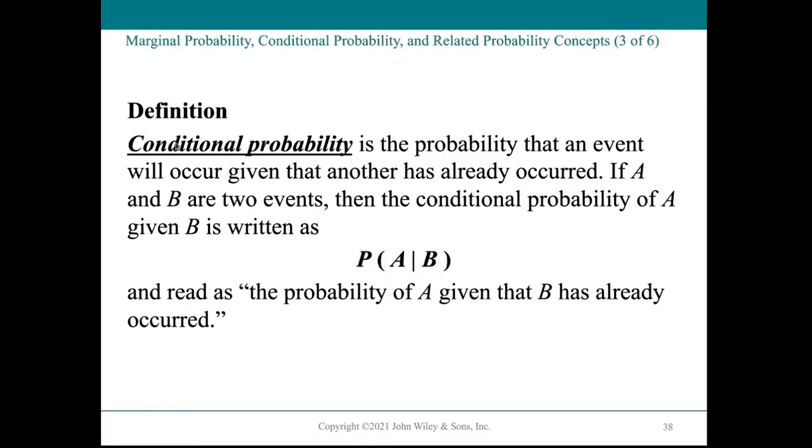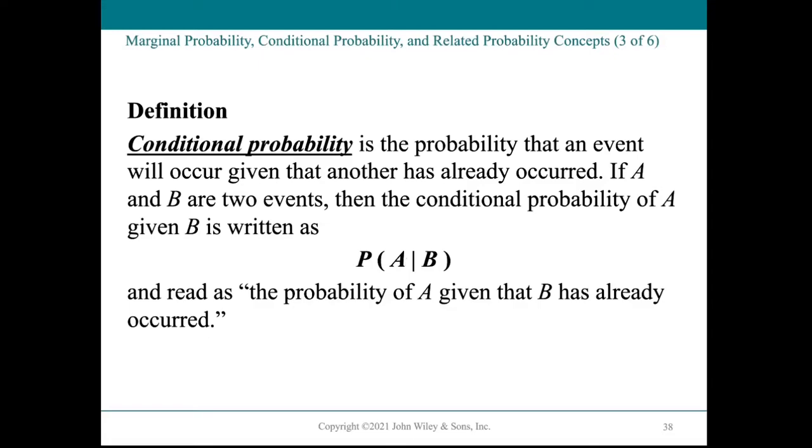Okay, now we have here conditional probability. Conditional probability is the probability that an event will occur given that another has already occurred. So we have event A. If A and B are two events, then the conditional probability of A given B is written as P(A|B), with a vertical slash and then B. This is read as the probability of A given that B has already occurred.